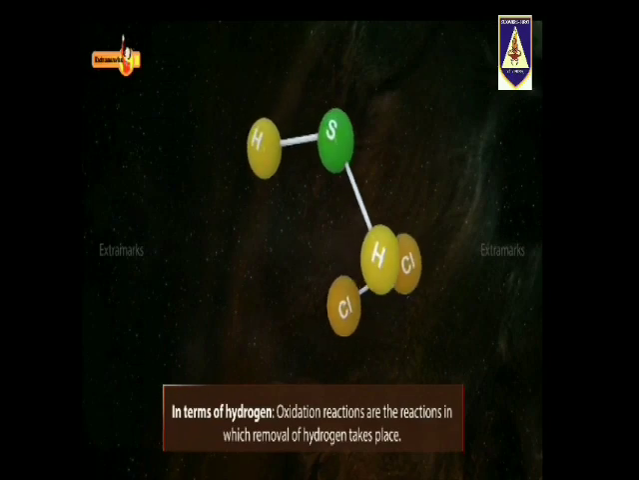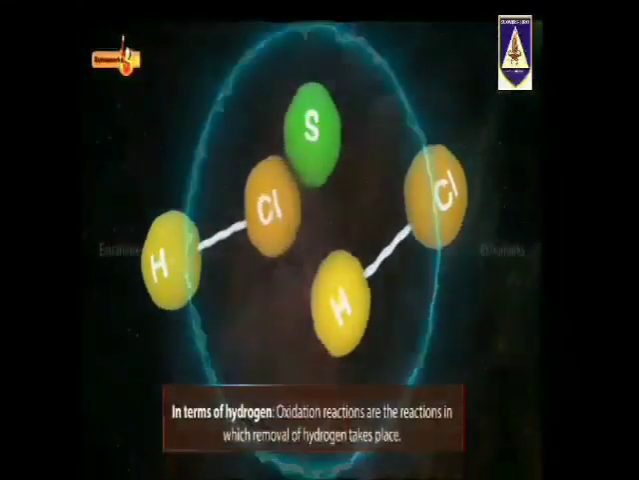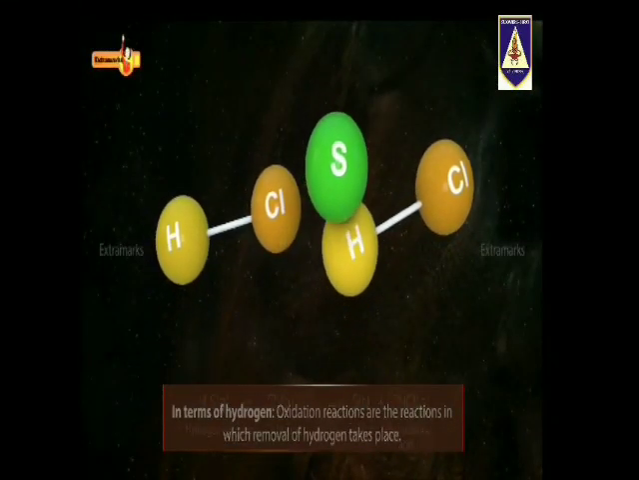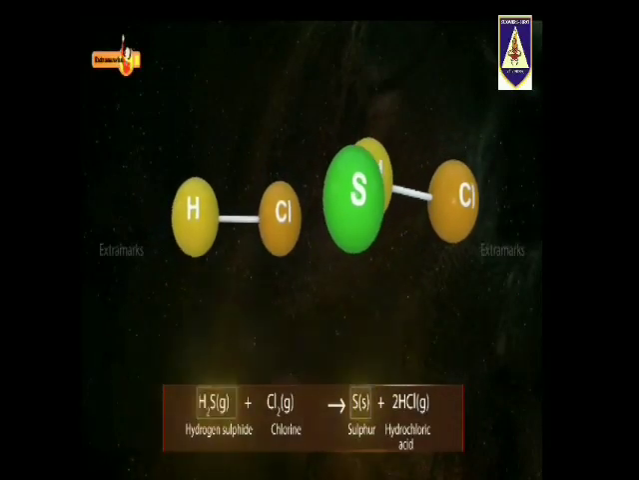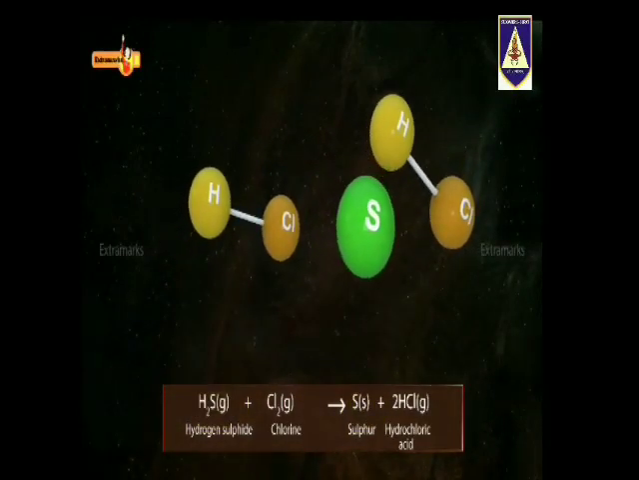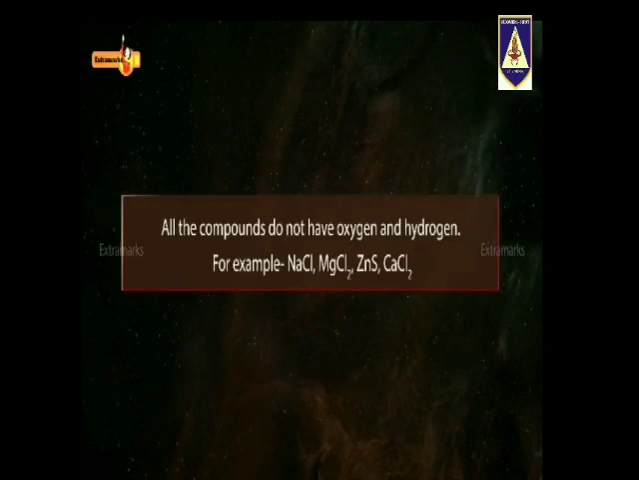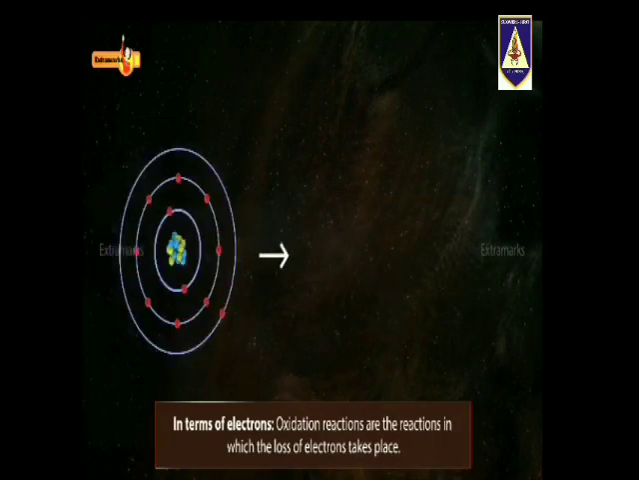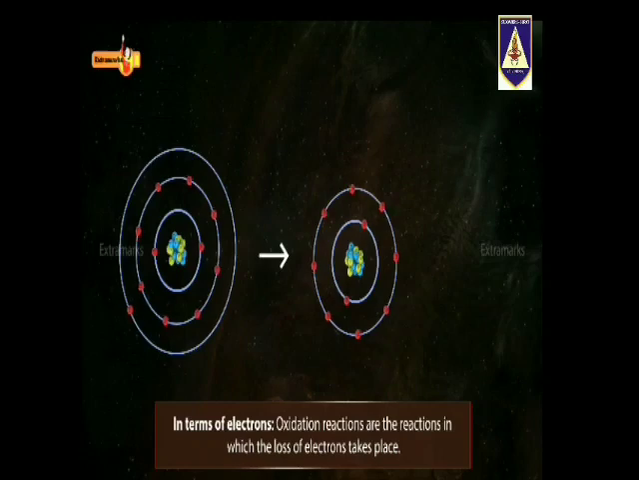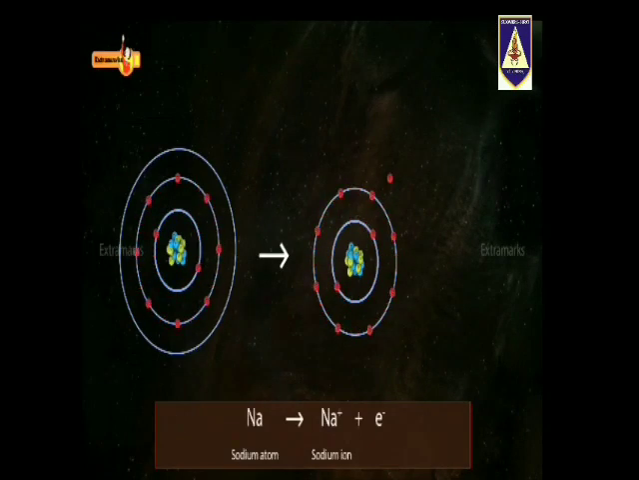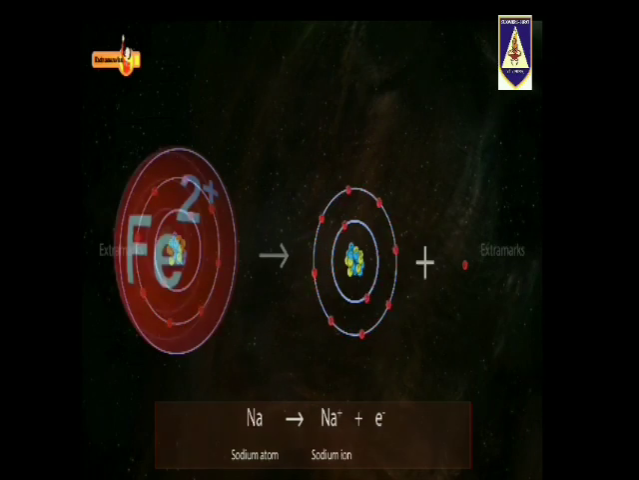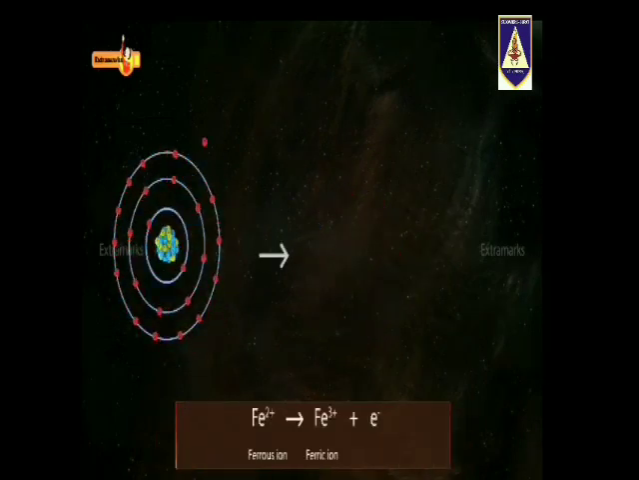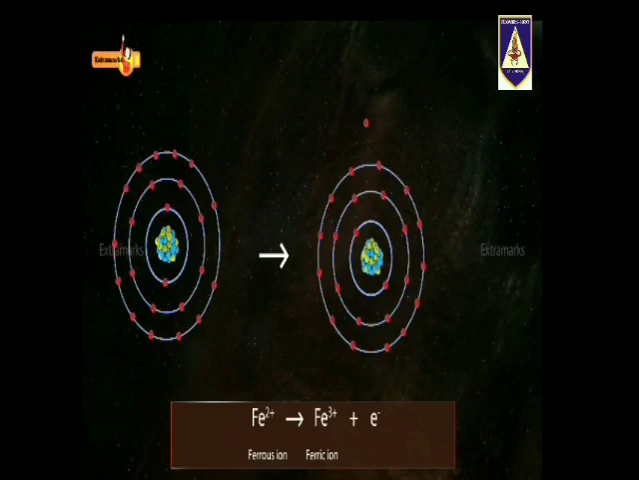In terms of hydrogen, oxidation reactions are the reactions in which removal of hydrogen takes place. In this reaction, hydrogen is removed from hydrogen sulfide. All the compounds do not have oxygen and hydrogen, but they all contain electrons. Therefore, oxidation reaction can also be defined as the reactions which involve loss of electrons. Here, sodium atom is losing an electron to form sodium ion. Similarly, ferrous ion loses one electron to form ferric ion.